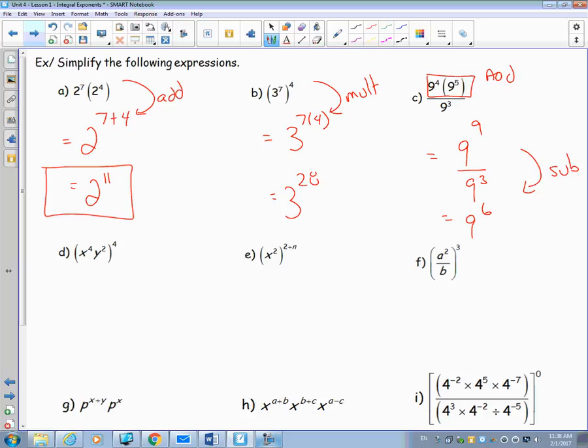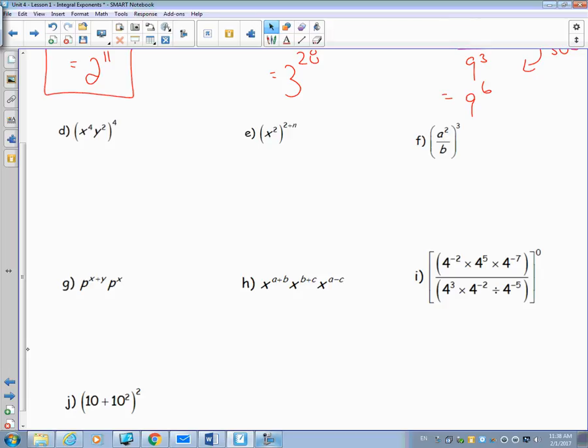If we try the next one, I've got something in brackets to the power of 4, which means I need to apply that 4 to everything inside the bracket. A power to a power gives me x to the 16 and y to the 8 because we are multiplying. Just make sure you multiply both.